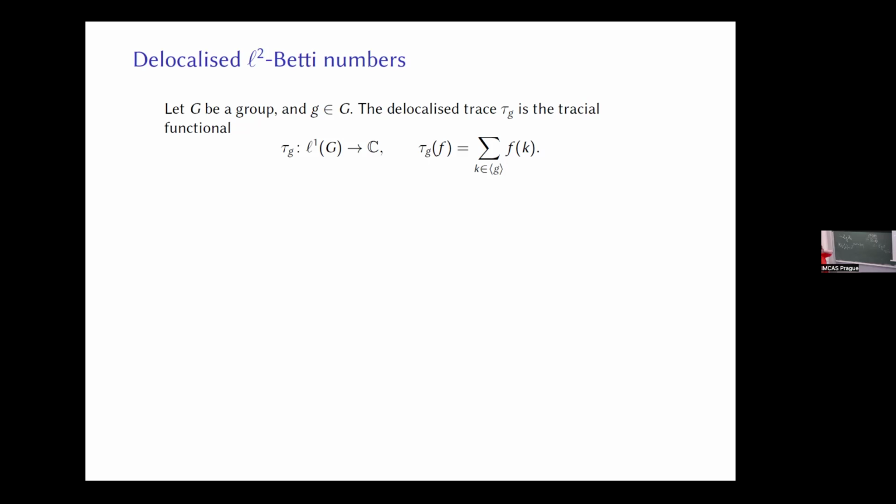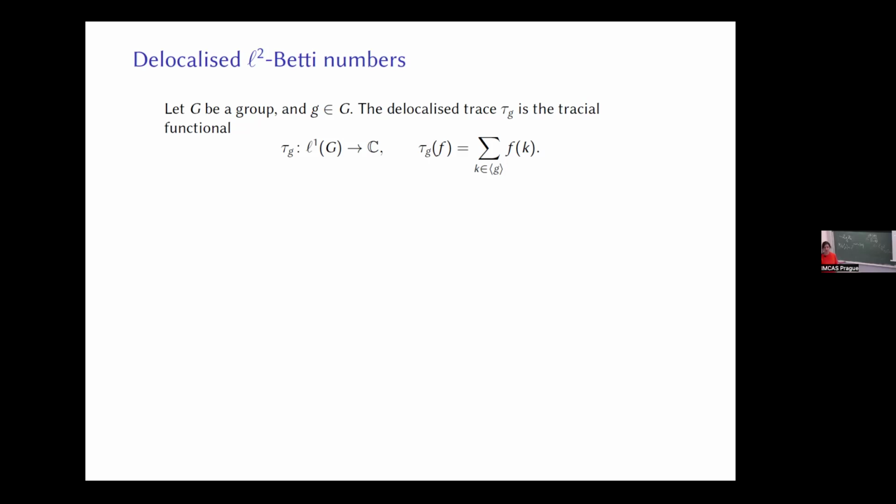We start with a discrete group and we fix an element g. The delocalized trace tau g associated with this element is the following functional, a tracial functional defined on L1 of G. When we are given a function on L1 of G, or CG, or a group ring, we sum up the coefficients of those elements in the group that are in the conjugacy class of this given element.